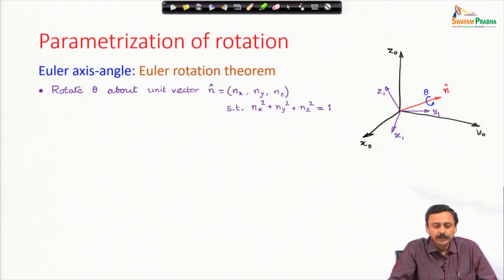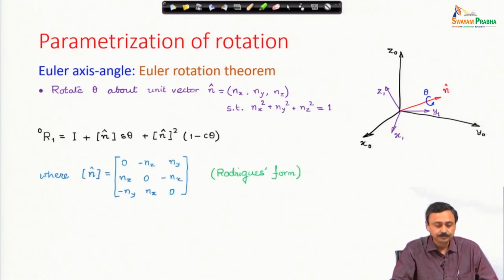Suppose you rotate by an angle theta about this unit vector n cap. I have shown some n cap direction and the angle theta, and this purple frame was initially coincident with the black frame, and this is the configuration shown after the rotation has taken place. This unit vector is a direction, so it has to be a unit vector, and n x square plus n y square plus n z square is 1, which we have already discussed.